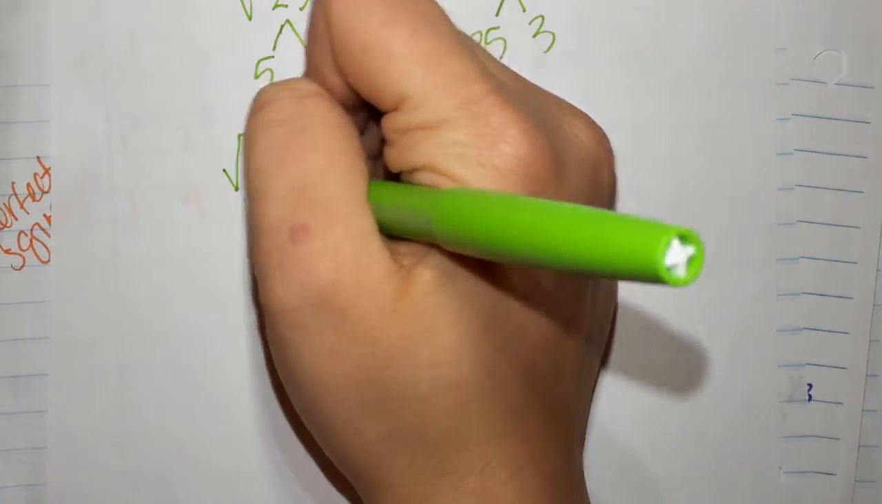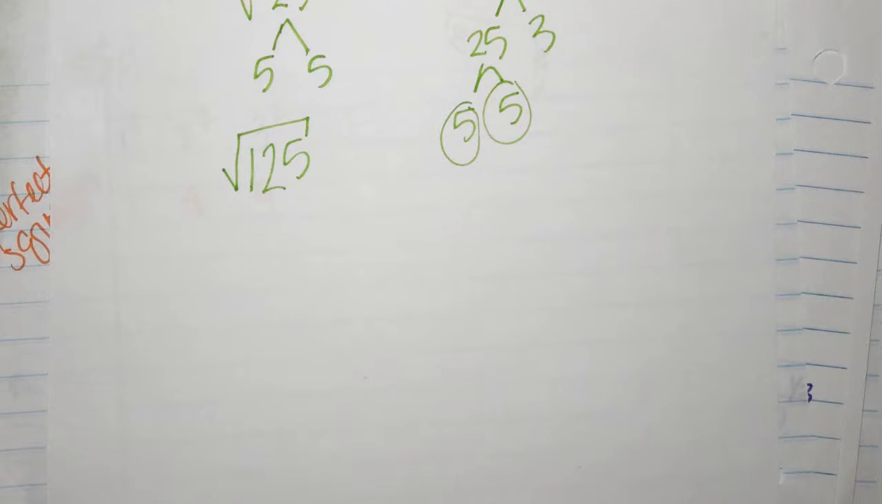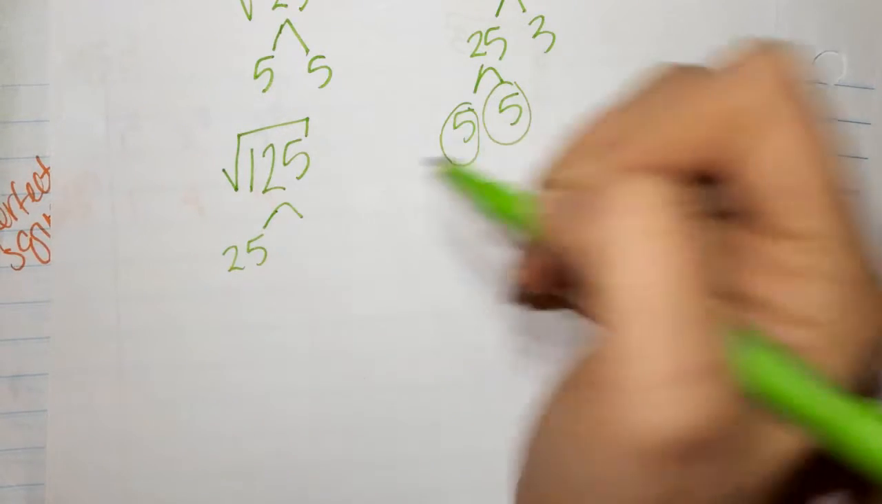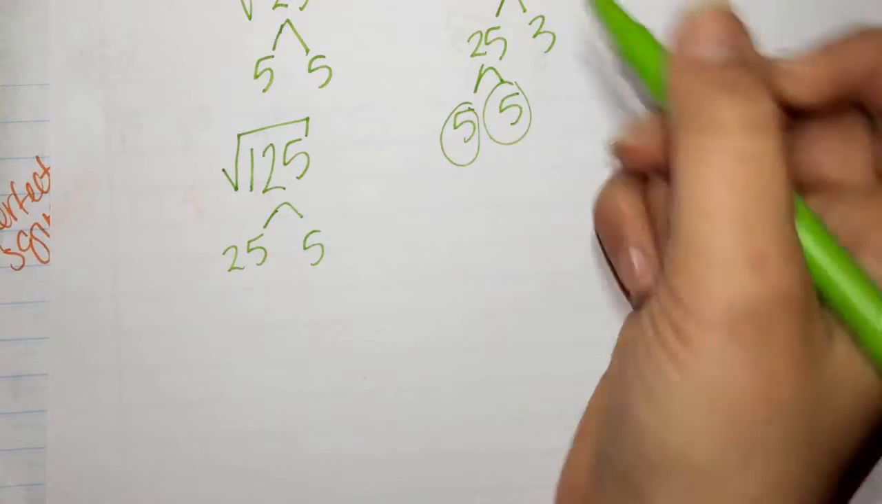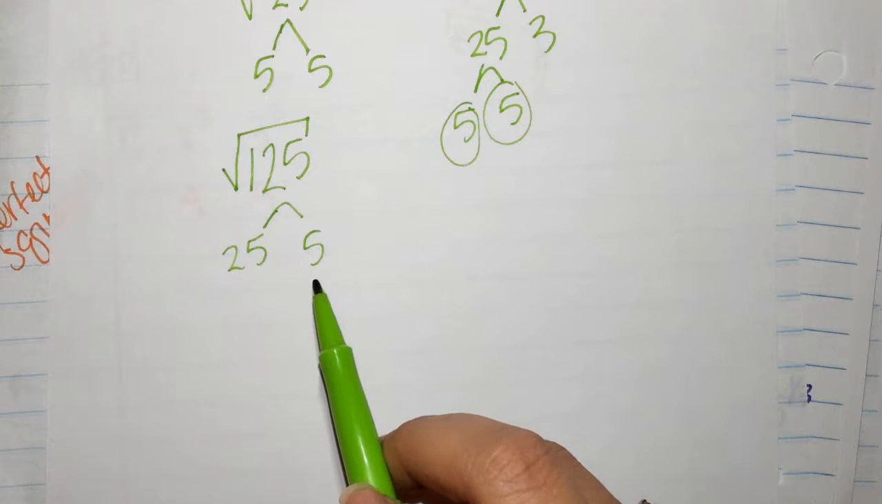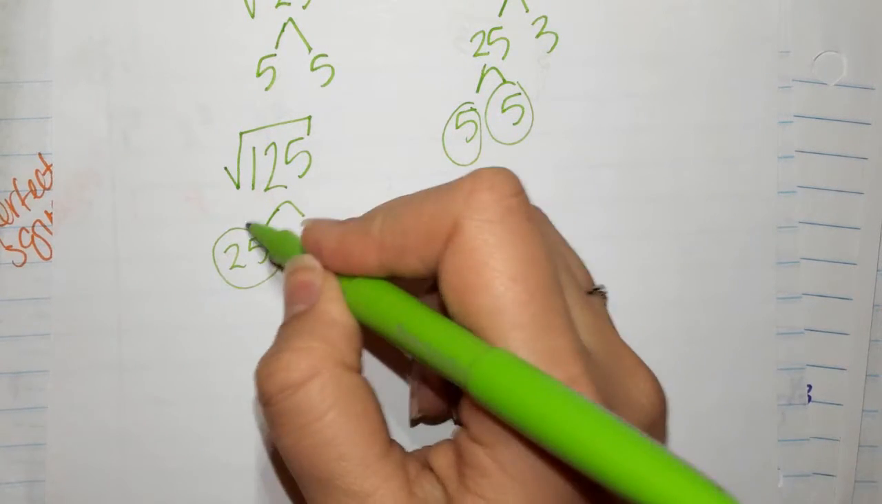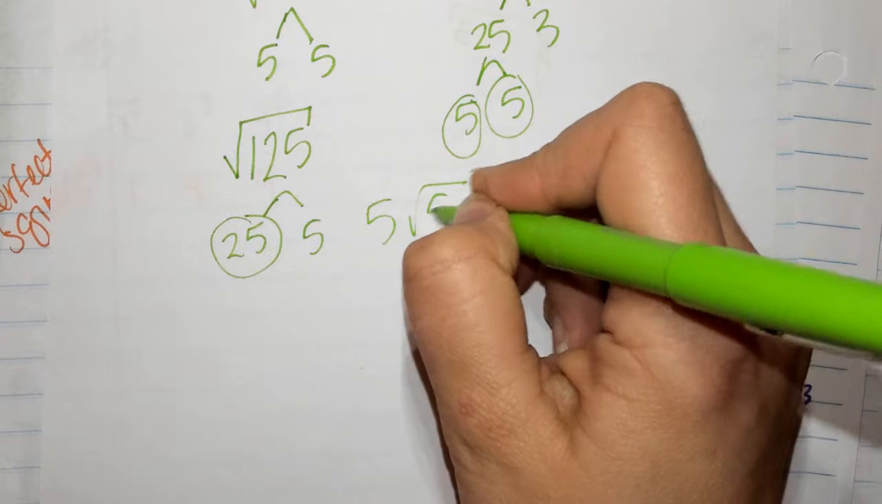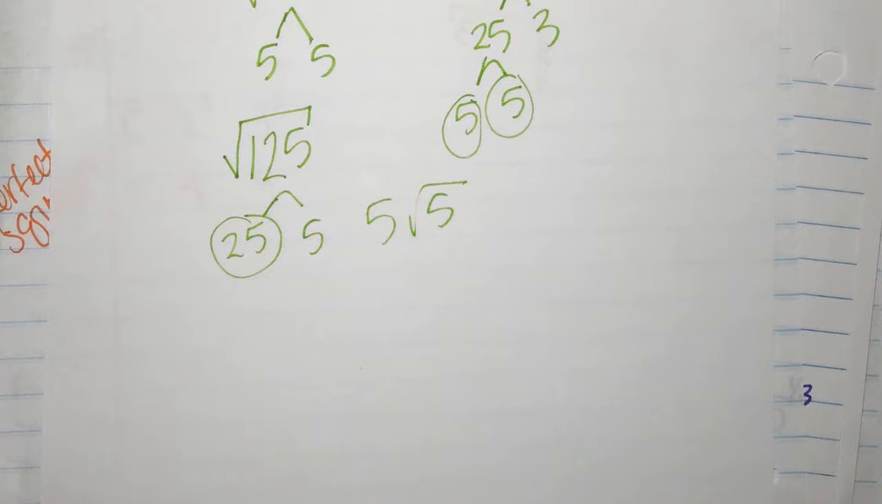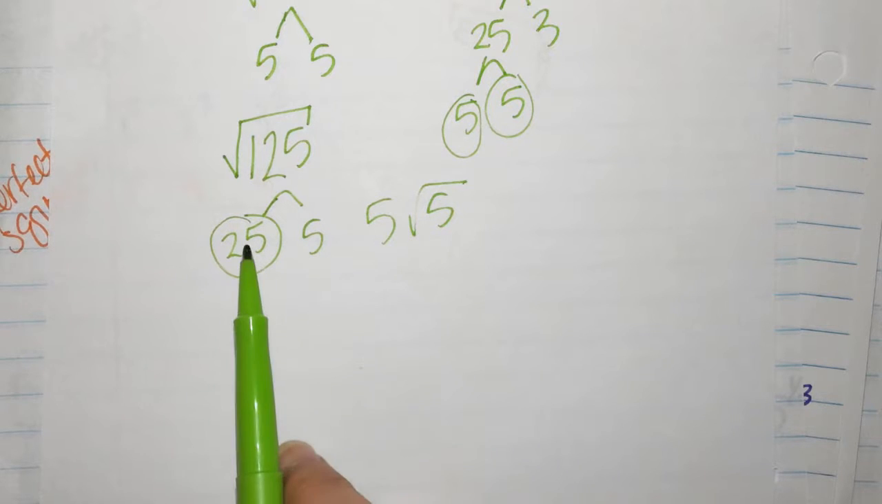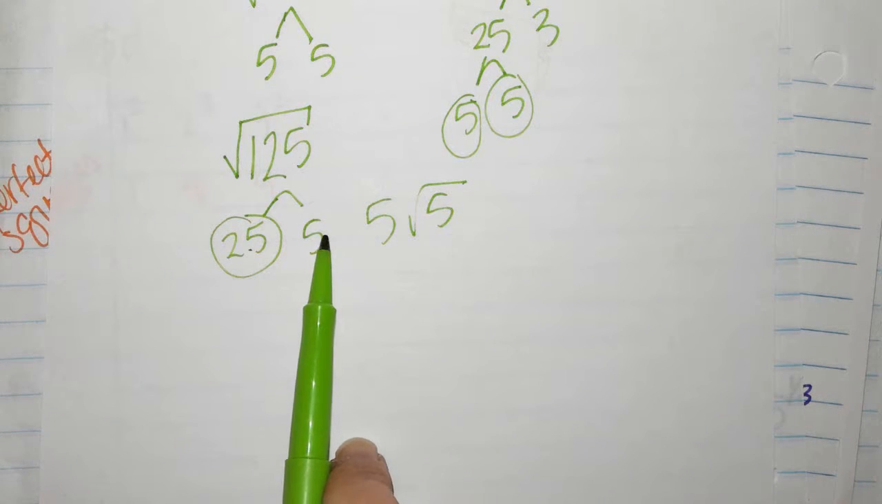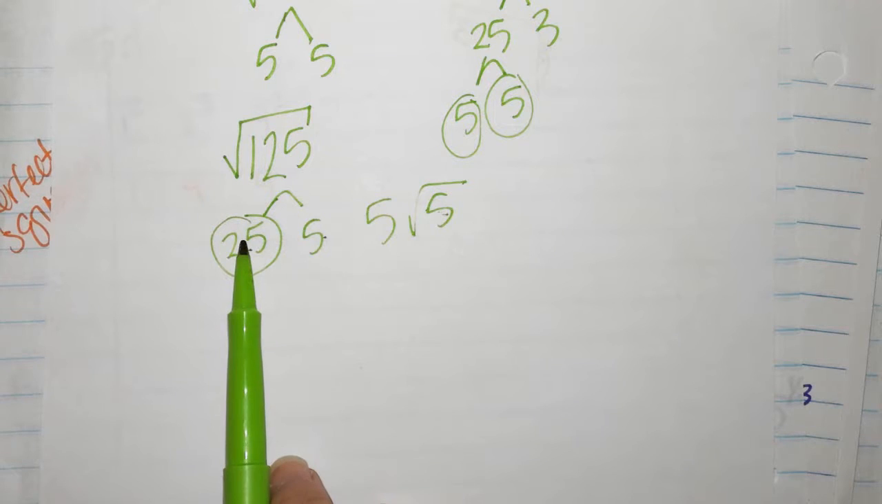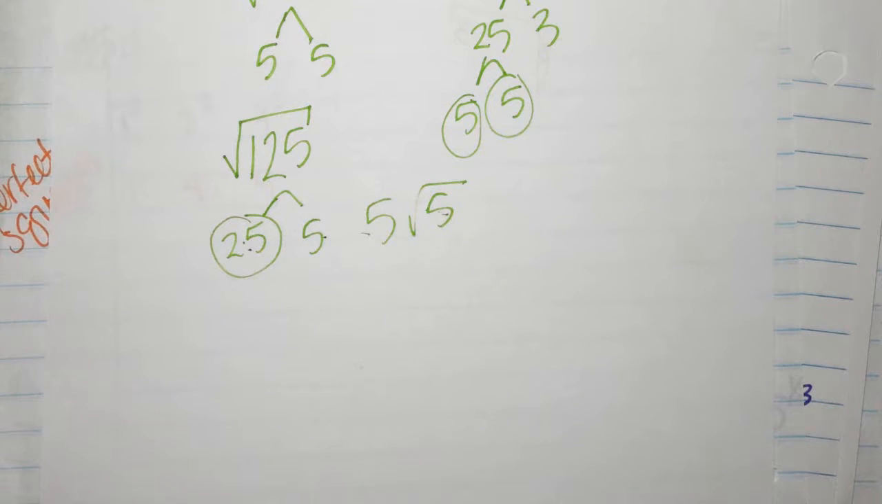talk about 125. What's the biggest perfect square that goes into 125? 25 times what? 5. Okay. Now, can 5 be broken down by a perfect square? No. What is the square root of 25? 5. That's your answer. All I did was take the square root of 25. This guy is left over, so he stays under the radical. What's the square root of 25? 5. That's why it goes to the outside.